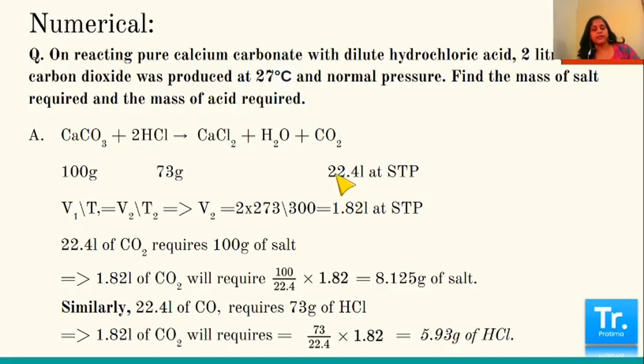So what we are doing is finding out how much carbon dioxide is produced at STP if it is 2 liter at this temperature. By V1 by T1 equals V2 by T2, we found this volume of CO2 at STP. Now coming back to the unitary method, if 22.4 liter of CO2 requires 100 gram of salt, 1.82 liter of CO2 will require this much salt. If 22.4 liter of CO2 requires 73 gram of HCl, then 1.82 liter of CO2 will require this much gram of HCl.